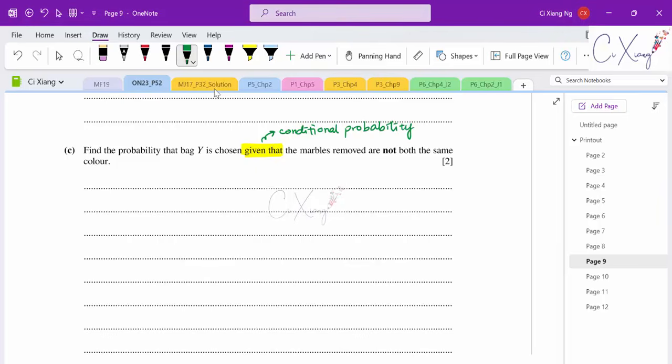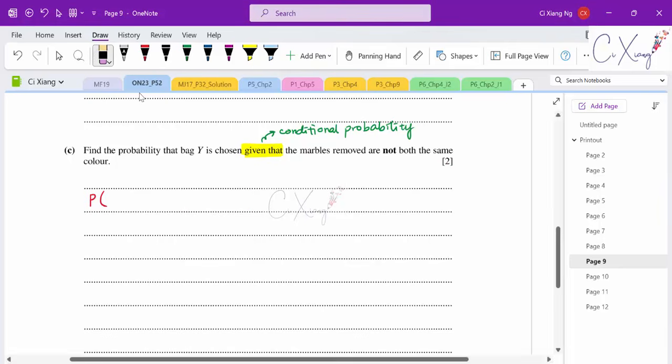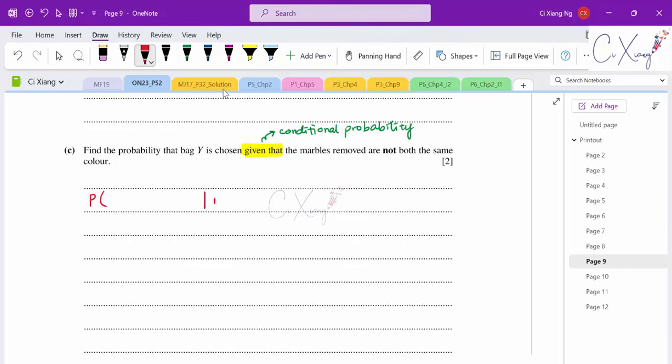Okay, so for conditional probability, when you want to write out the symbol, it should be something happen first. You have a slash here. Okay, so what's the something happen? Okay, so given that the marbles removed are not both the same color. Okay, so that means you already know that the marbles removed are not the same color. So it is happen first. So we write it here, not both same color. That means it will be one red, one blue, meaning, okay?